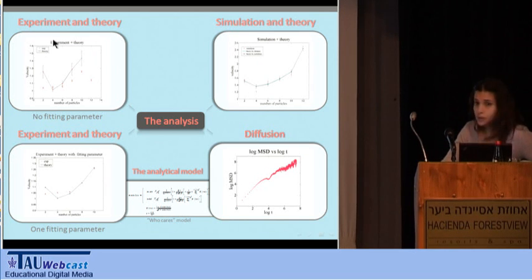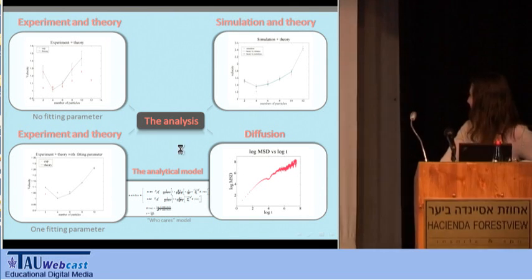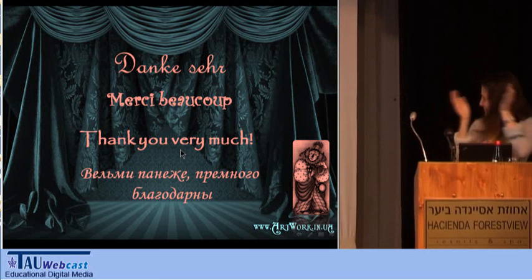This is a no-fitting parameter graph and one fitting parameter graph. Okay, and this is diffusion. This is log-log plot of mean square displacement versus time. You can see the crossover from single-file subdiffusion to normal collective diffusion. Okay, this is it. Please come to see it.